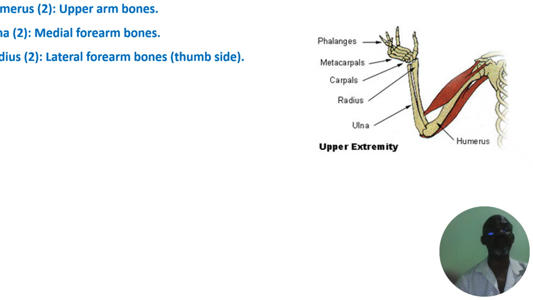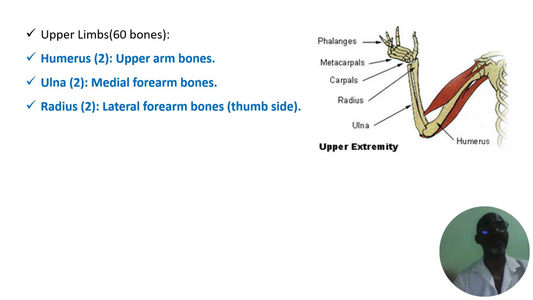Again, this is the upper limb. The upper limb has 60 bones in total. You can see the humerus, left and right too. Ulna, which is known as the medial forearm. Medial means near to your body. This one is the ulna, near to your body, this side. This one is the thumb side, the radius. And therefore the medial forearm bones.